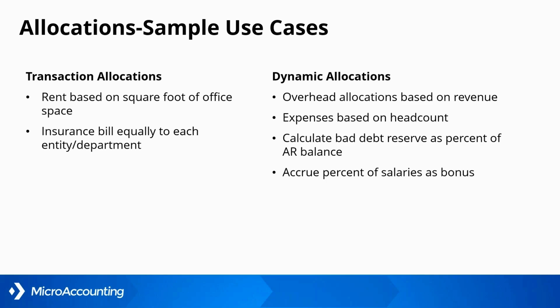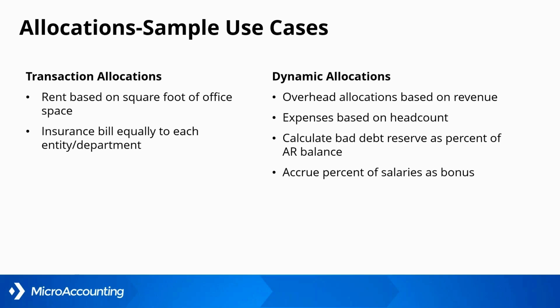Or maybe doing an equal split between different departments or different entities. So I'm just taking my 10 entities and I'm doing a 10% allocation to each one. That's a static amount that's not changing, so I can set that up as a transaction allocation. So any of those static things that are not changing very often, we can set up as transaction allocations.